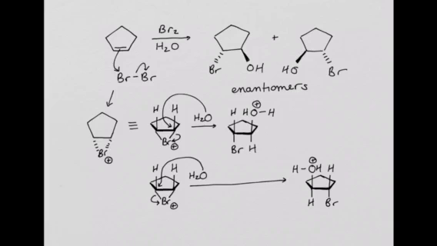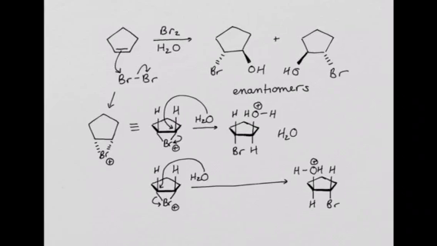The final step is deprotonation by another molecule of water. Deprotonation of the left structure results in the left product. Deprotonation of the right structure results in the right product. In this way, we get these two enantiomers and not the other possible stereoisomers that could result from this reaction. And this is due to the stereospecificity of the mechanism of halohydrin formation.